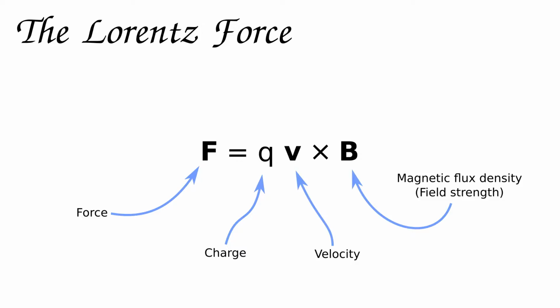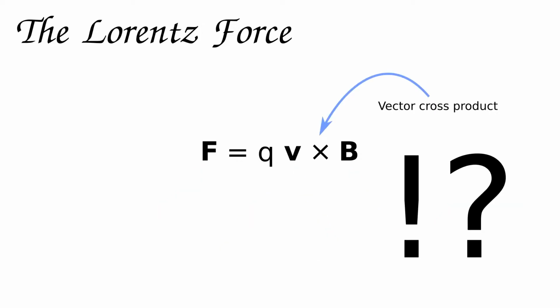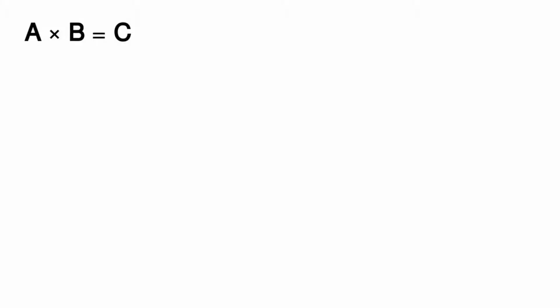But what's that cross thing at the end before the B? Well, that's the vector cross product. And what is the vector cross product? You're about to find out. The cross product is just another mathematical operation like multiplication, addition, or division, but instead of being applied to scalars, which is just a fancy way of referring to the normal numbers we use to count, it's used on vectors.